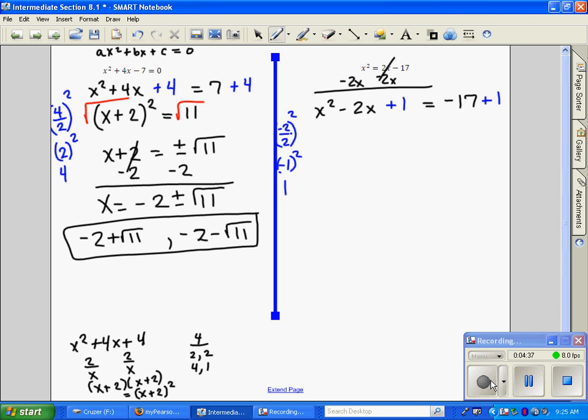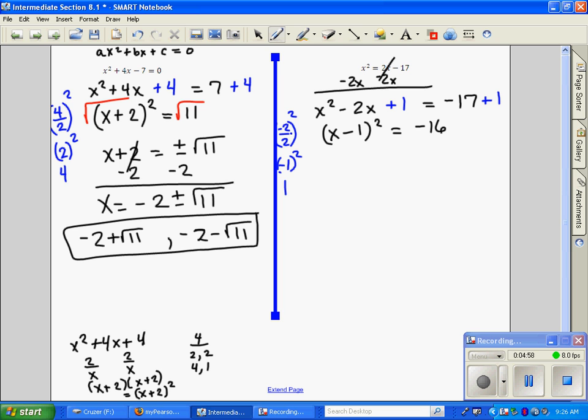Now we're going to use our shortcut. Our shortcut to factor this is going to take the variable of the first, so that's x, sign of the middle term, that's minus, and square root of this one. The square root of 1 is just 1. Put it in parentheses and square it. Now simplify over here and you get negative 16.